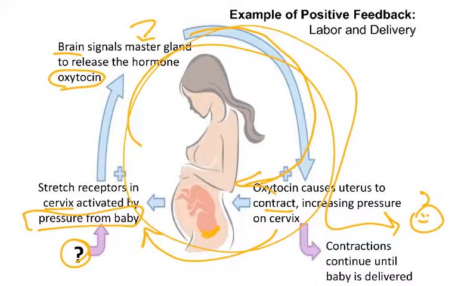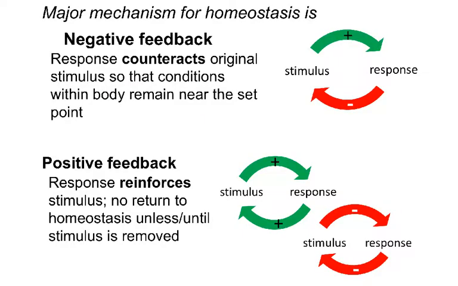So the oxytocin hormone and the gland that releases it are both part of the efferent pathway. The effector is the uterine muscle. Okay, so this slide is just a quick summary. I'll let you guys read through that.